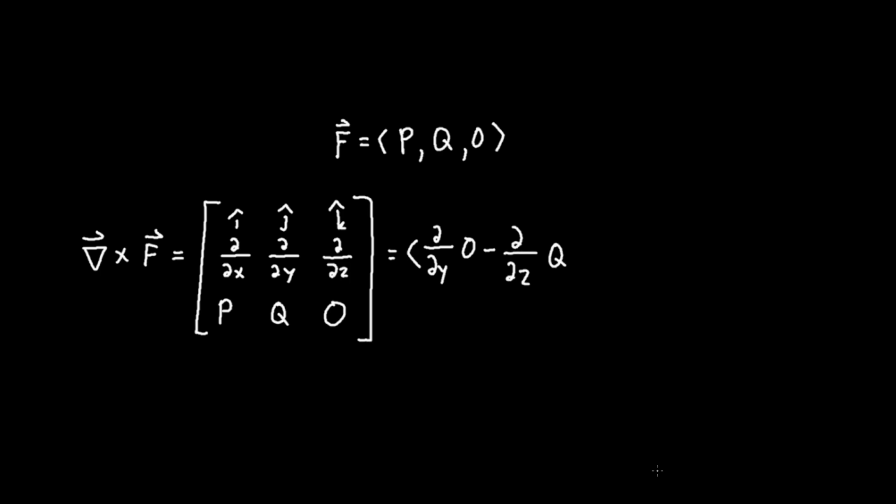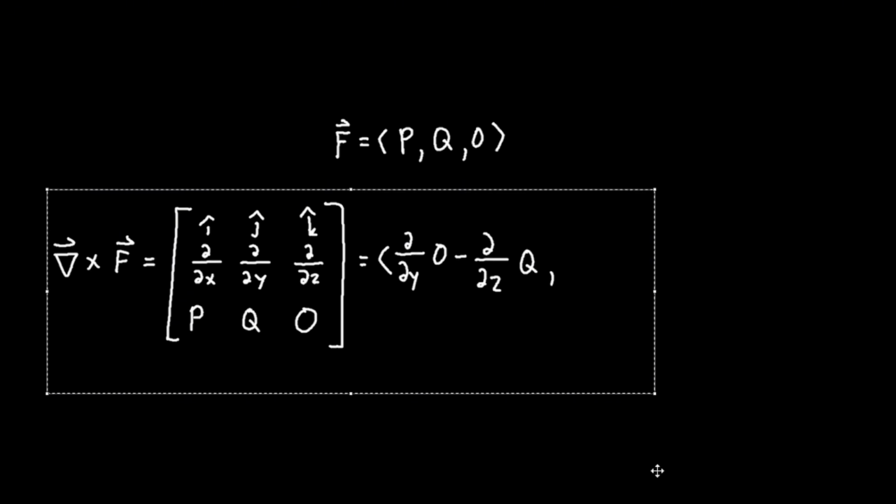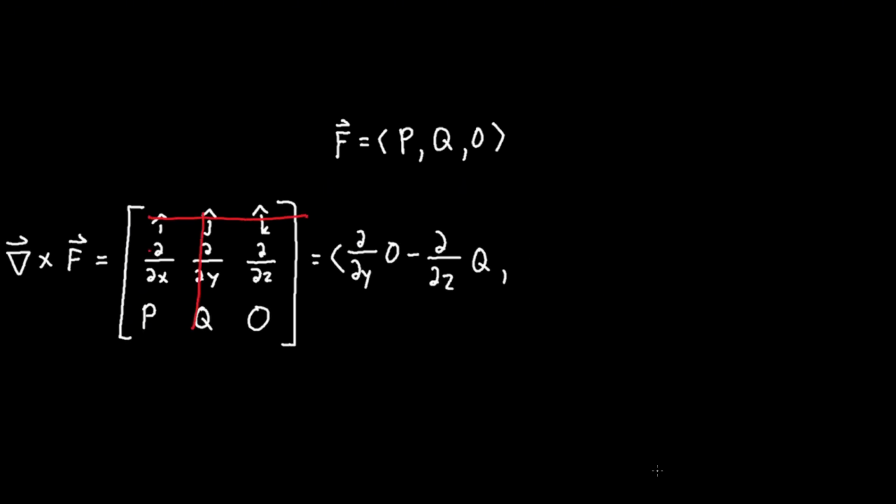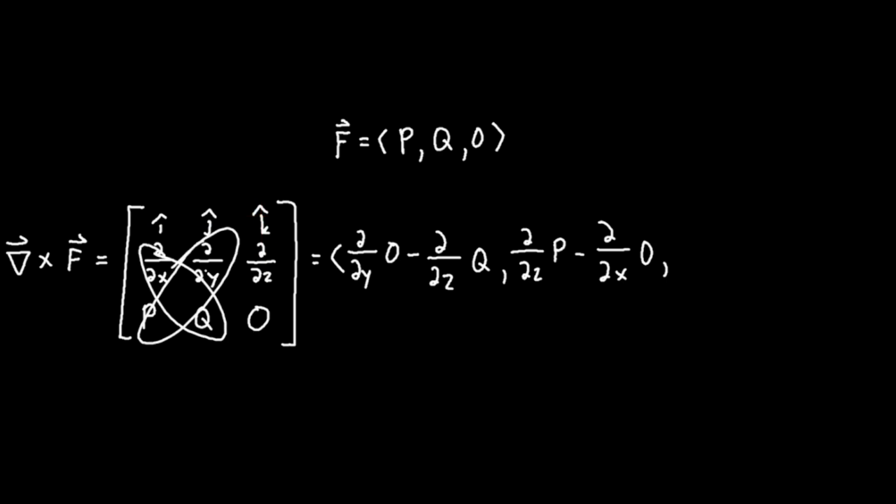Notice how Q doesn't have a variable of z. This is just dependent on x and y. Now for the j component, we cross this out and you have a 2x2 matrix: the z partial of P minus the x partial of 0. And then for the k component, we cross off this column and this row, and you find the determinant of this 2x2 matrix. So you have the x partial of Q minus the y partial of P.